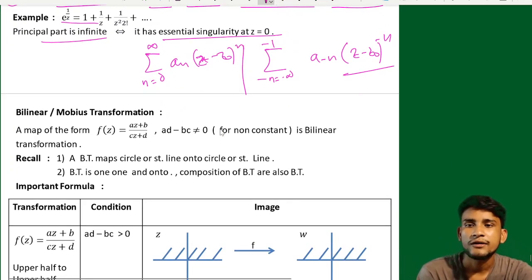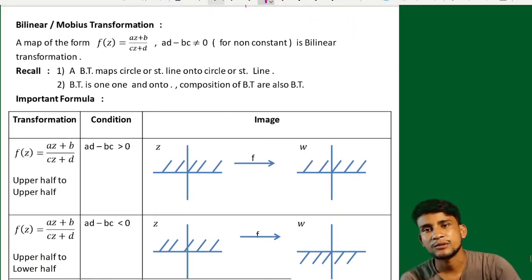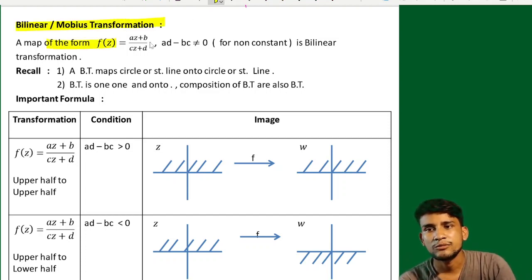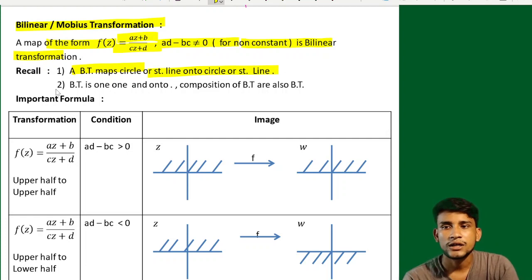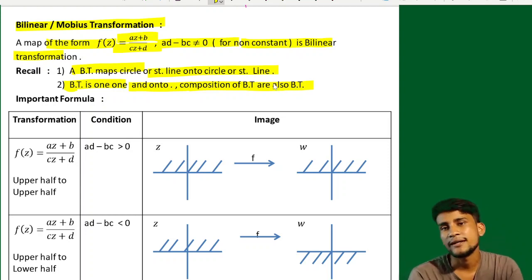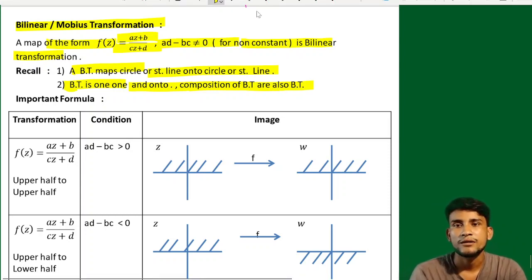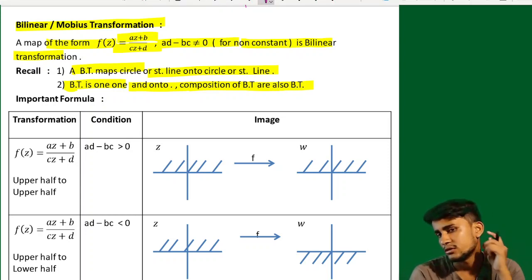Now it comes to the bilinear transformation or Mobius transformation. A map of the form az plus b by cz plus d, with ad minus bc non-zero and non-constant, is a bilinear transformation. Recall that a bilinear transformation maps a circle or straight line onto a circle or straight line. A bilinear transformation is one-one and onto. Composition of bilinear transformations is also a bilinear transformation. There are some other concepts also.